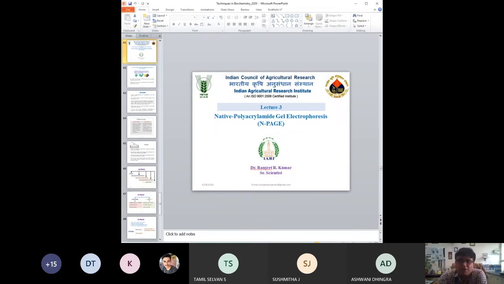This is also called or denoted as native PAGE. N stands for native. Native means we are trying to resolve the protein in its native structure itself. The purpose is that we want to analyze the biological activity of the protein per se when you resolve it on the gel. That is why the word native has been used. And polyacrylamide gel electrophoresis means the supporting medium which you are going to use here is a polyacrylamide gel.